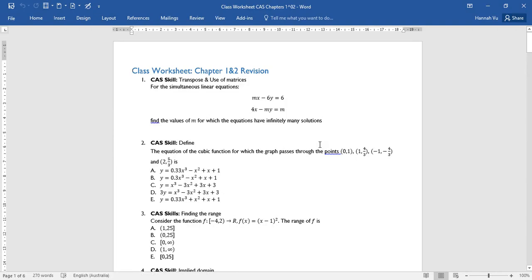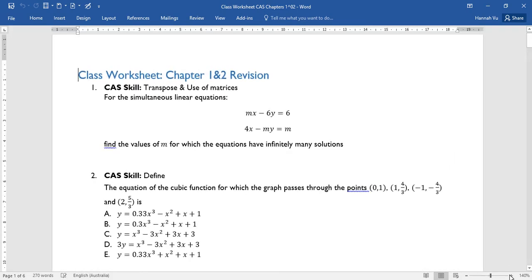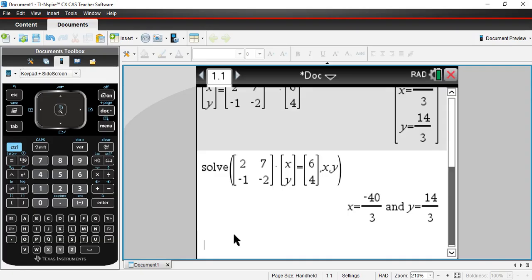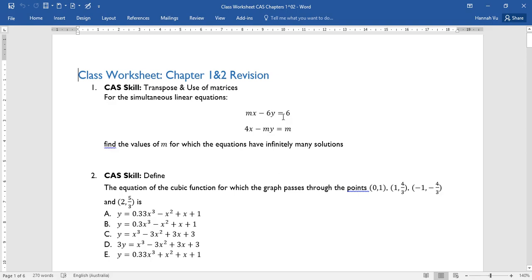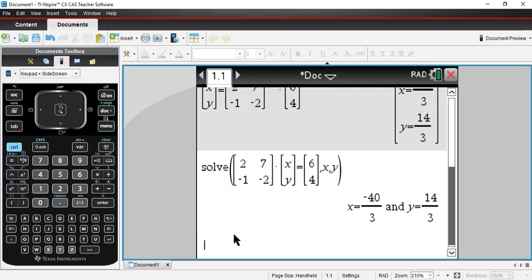Now, if you want to follow the original method, which is to transpose to make y the subject and then compare the gradient and the y-intercept for question 1, then I would use the CAS for the transposing. So what I'm going to do in that case is transpose. We have mx minus 6y equal to 6. This is the equation, and you want to transpose for y using the CAS calculator. Yep, solve is enough. If you want to transpose, just solve for that. So I'm going to solve again.